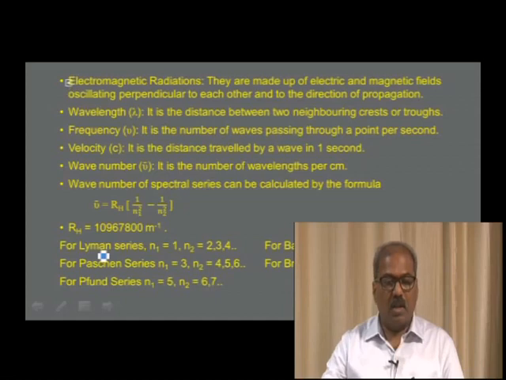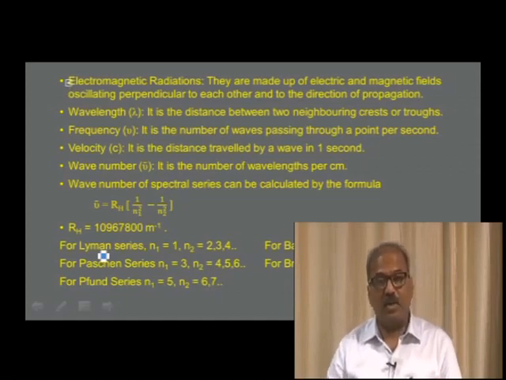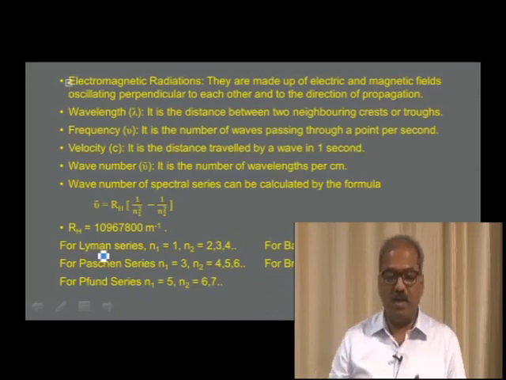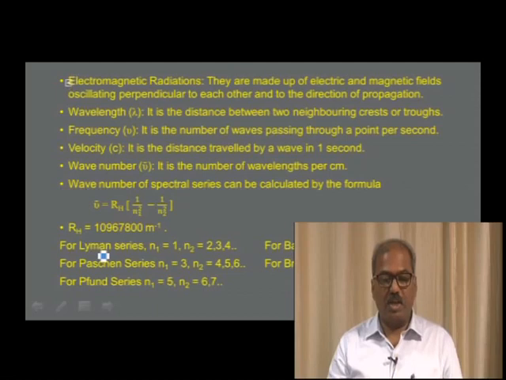Electromagnetic radiations. What are these electromagnetic radiations? They are made up of electric and magnetic fields oscillating perpendicular to each other and to the direction of propagation. Electromagnetic radiations are associated with some important characteristics. They are wavelength, frequency, velocity, and wave number. These definitions are already known to you.